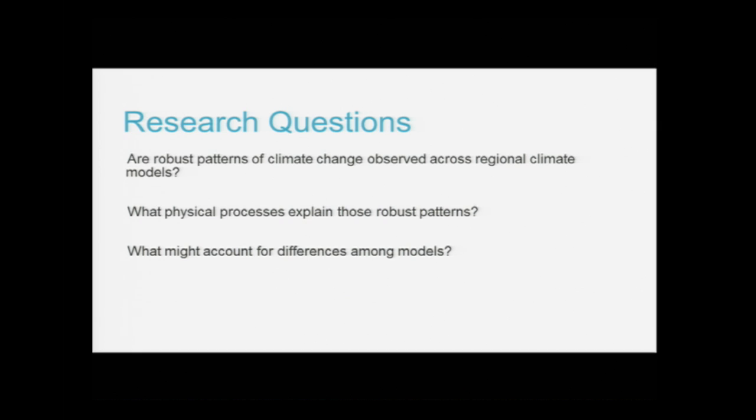My research questions were: are there robust patterns of climate change observed across regional climate models? Can we see a confluence with what these models are showing us, and what physical processes explain identified robust patterns? And then lastly, what might account for differences among these models?